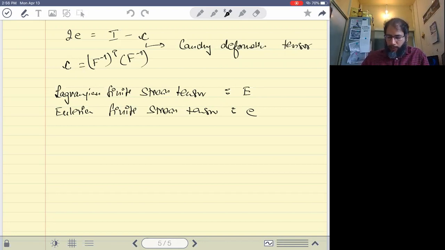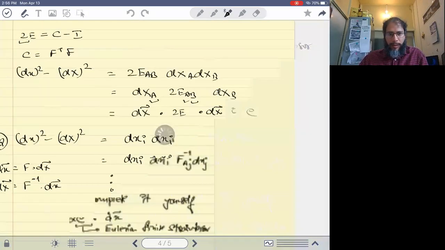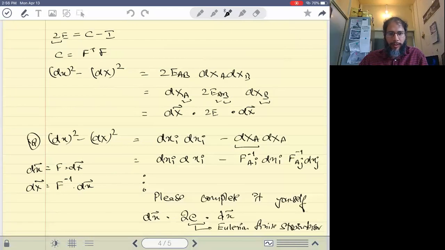Okay, you know how they're used. You use them to write the squares of the difference in the lengths of two vectors, the deformed vector and the undeformed vector.